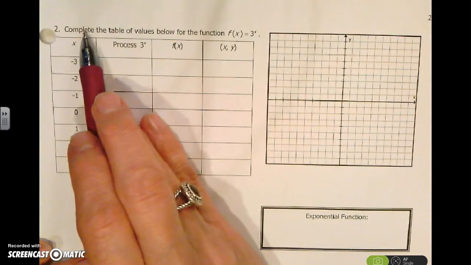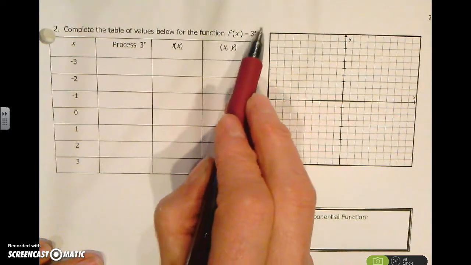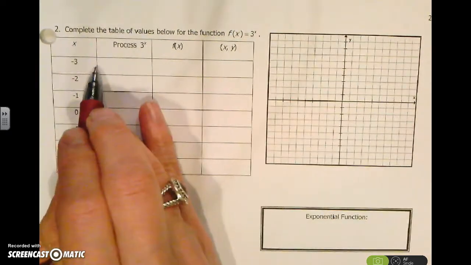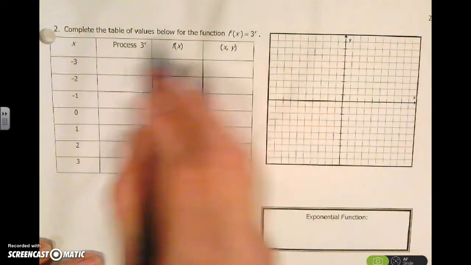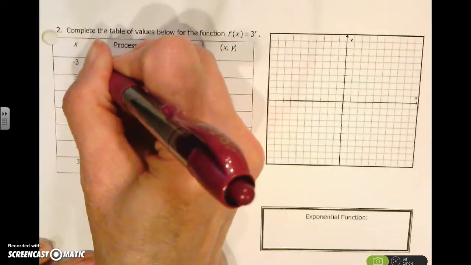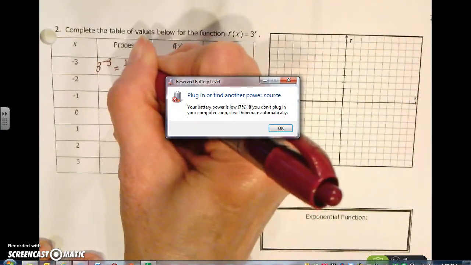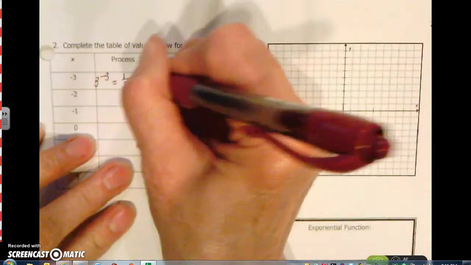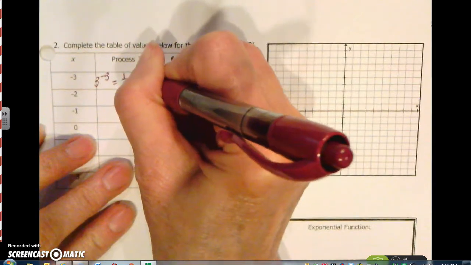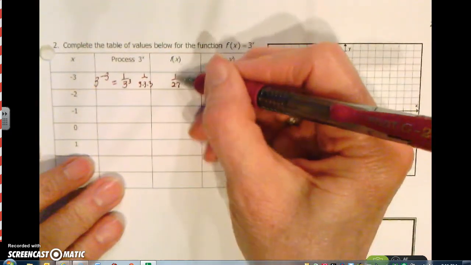All right, so on the next page, we're going to complete the table of values below for the function f of x is equal to 3 to the x, and then we're going to graph it. So first it says we want to calculate what is 3 raised to the negative 3 power. So I'm going to write that. Recall then from our last discussion, that's 1 over 3 to the positive 3rd power. And then this, of course, is going to be 1 over 3 times 3 times 3, so 1/27. So f of x is equal to 1/27.